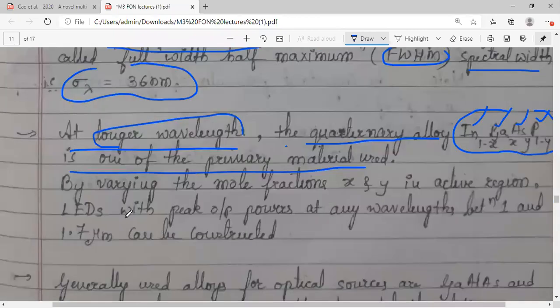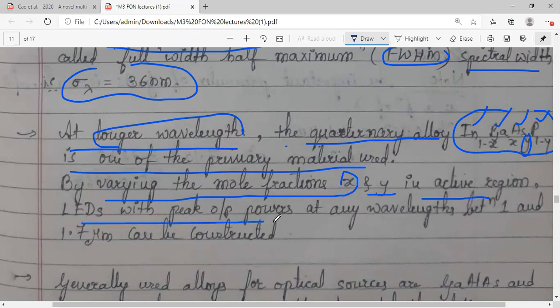Now, by varying the mole fractions, as I said, x, here in the quaternary we will come across one more mole factor, y. If it is ternary, only x. If it is quaternary, we have two mole factors, x and y. So by properly choosing or varying these x and y values in the active region, we can get the peak values at wavelengths between 1 to 1.7 micrometers. Okay, you can convert it to nanometers. You can check how much wavelength it can operate at.